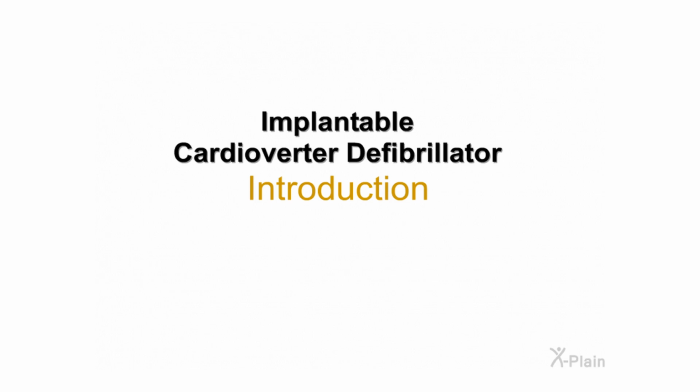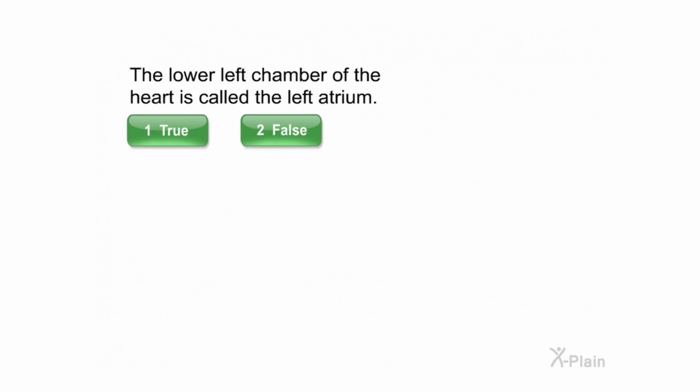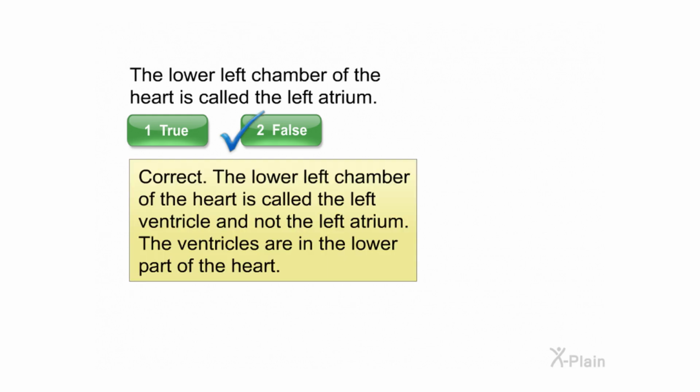Implantable Cardioverter Defibrillator. Introduction. The lower left chamber of the heart is called the left atrium. Select true or false. Correct. The lower left chamber of the heart is called the left ventricle and not the left atrium. The ventricles are in the lower part of the heart.